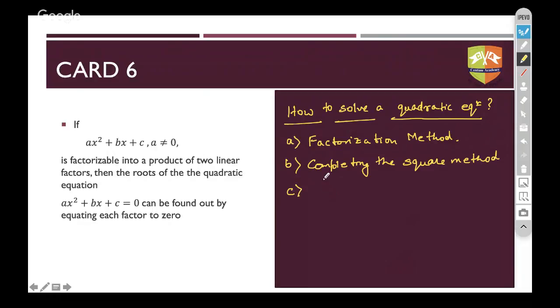And third is by quadratic formula. Now the quadratic formula is a direct fallout of the completing the square method only. So they are linked. The quadratic formula comes from this, but now we have a direct formula to solve any quadratic equation. Correct. Now we'll take up the factorization method, the completing the square method and the quadratic formula one by one. So what is the factorization method?